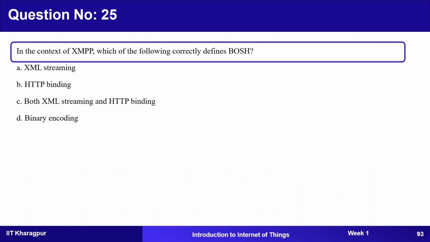Next question is, in context of XMPP, which of the following correctly define BOSH? Options are XML streaming, HTTP binding, both XML streaming and HTTP binding, and last one is binary encoding. Anyone? Correct option for this is HTTP binding. So these are the questions.